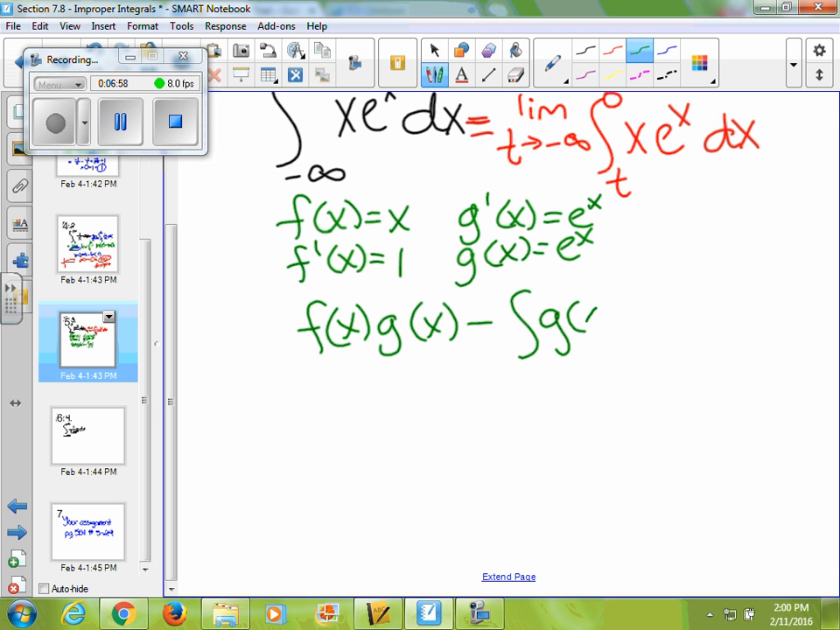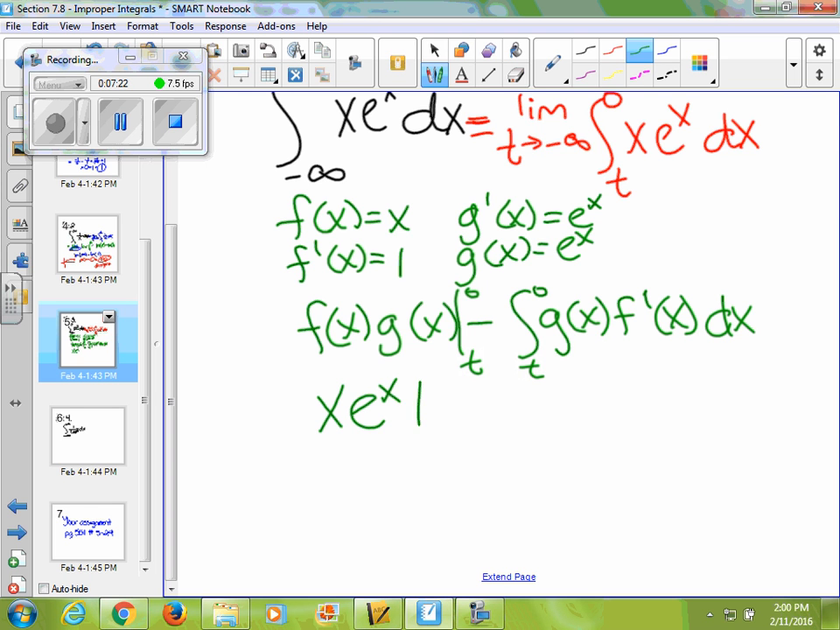So if I want to integrate by parts, I have f of x times g of x, minus the integral of g of x times f prime of x dx. And I'm still going to evaluate that from t to 0. Alright, so plugging stuff in, f of x is x, g of x is e to the x, and in the integral, g of x is e to the x, f prime of x is 1.